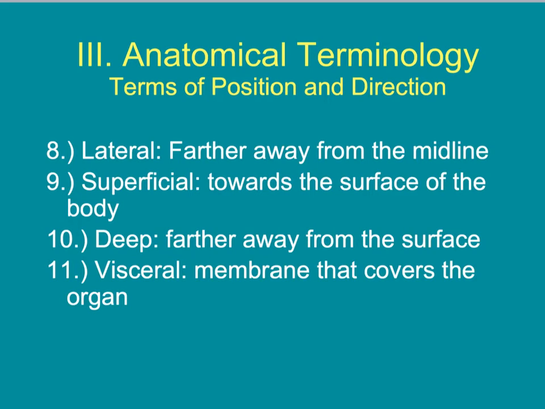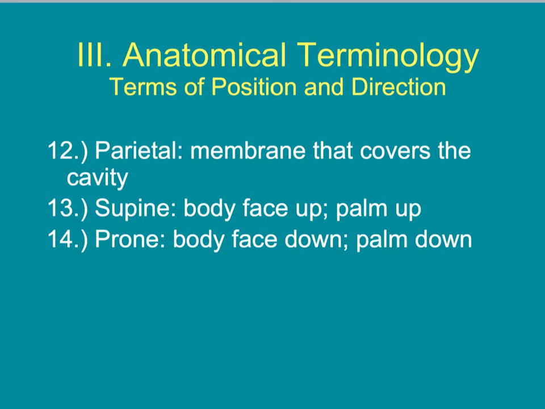Next, we have visceral and parietal. Visceral is a membrane that is going to cover the organ right on top of it. Parietal means that it's going to line a body cavity. Once again, parietal is the membrane that covers the body cavity. So for example, you have a visceral pericardium and a parietal pericardium. Pericardium is the series of membranes that cover the heart. Parietal is the one that is covering the cavity that the heart lies in. Visceral is the membrane that is covering the heart directly, laying right on top of the heart.